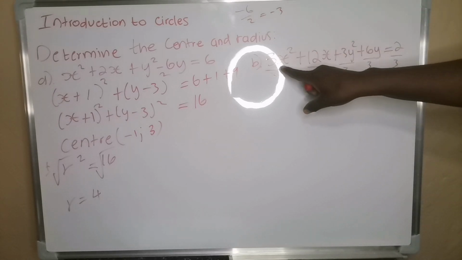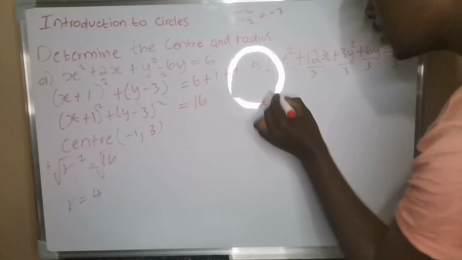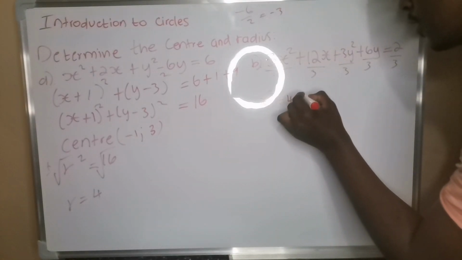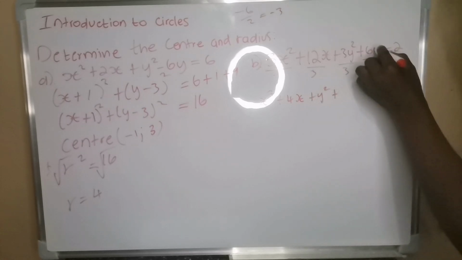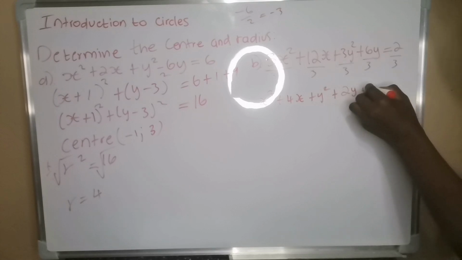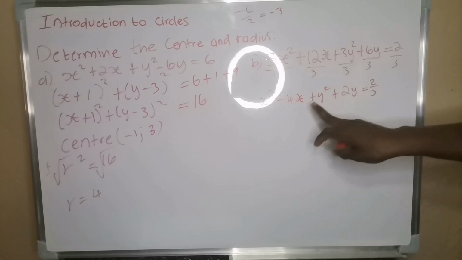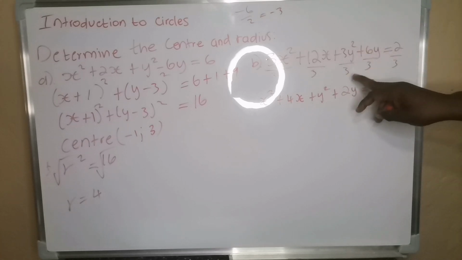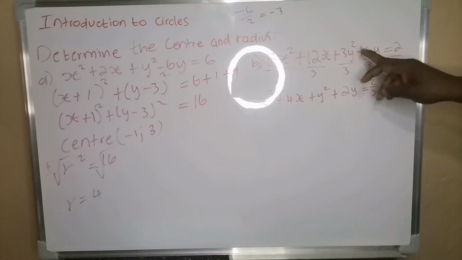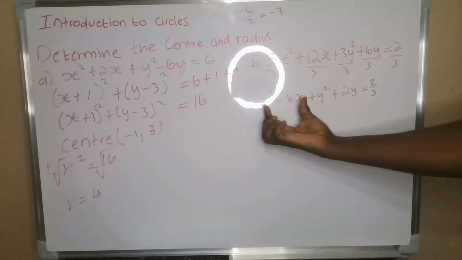Then you want to be left with x squared plus 12 divided by 3, which is 4x, plus y squared plus 3 divided by 3, which is 2y, equal to 2 over 3. Your aim here is to have the coefficients of x squared and y squared both equal to 1. That's our aim. So you divide by any term, as long as both coefficients become 1. Therefore, let us simplify this one.